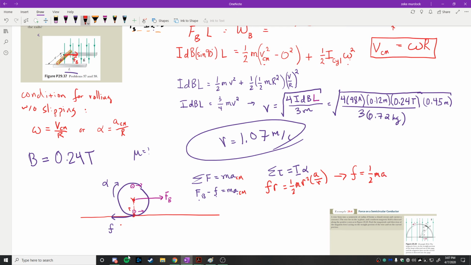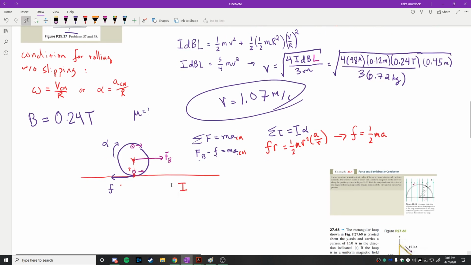And then you plug it back into this equation. Okay, so what was FB? So FB was, losing a little bit of space here, FB was equal to I times the length of the rod multiplied by the magnetic force.